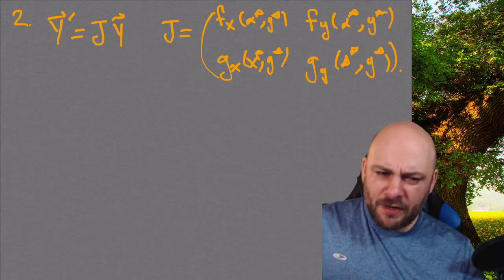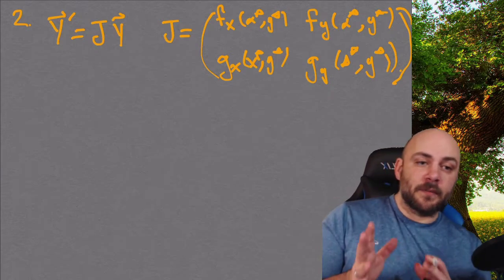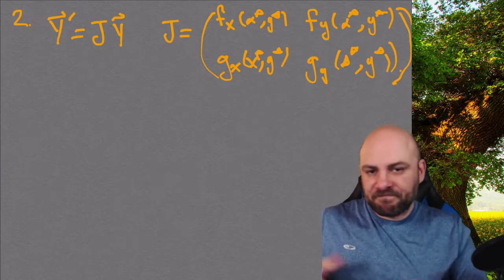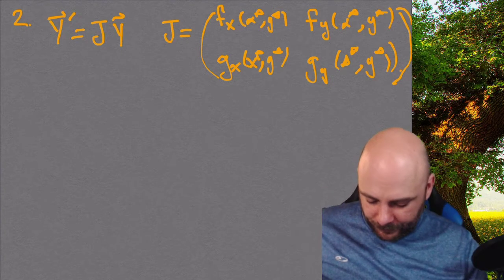You might say, hey, why are you using J suddenly instead of A? This matrix here is a very special matrix. It's called the Jacobian matrix, evaluated at the equilibrium. Learn it, love it, use it. It's an important thing.